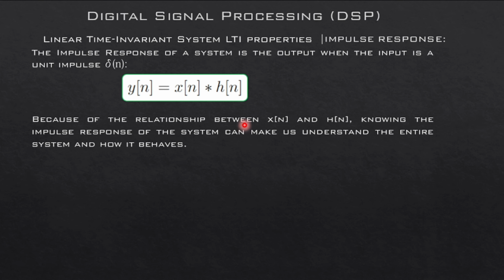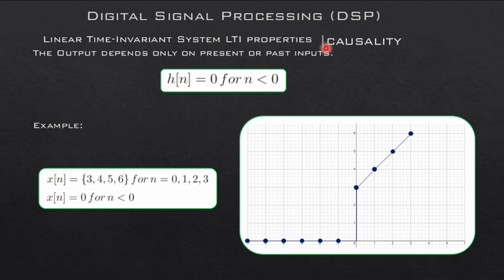Now, because of the relationship between xn and hn, knowing the impulse response of the system, we should know hn. Okay, so knowing this impulse response of the system can make us understand the entire system and how it behaves. So that's why it's important to know hn, so that we can predict how the system will treat the input xn and what would be the resulting convolutional product, the resulting signal, if you will, at the output of the system. Linear time invariant properties, causality.